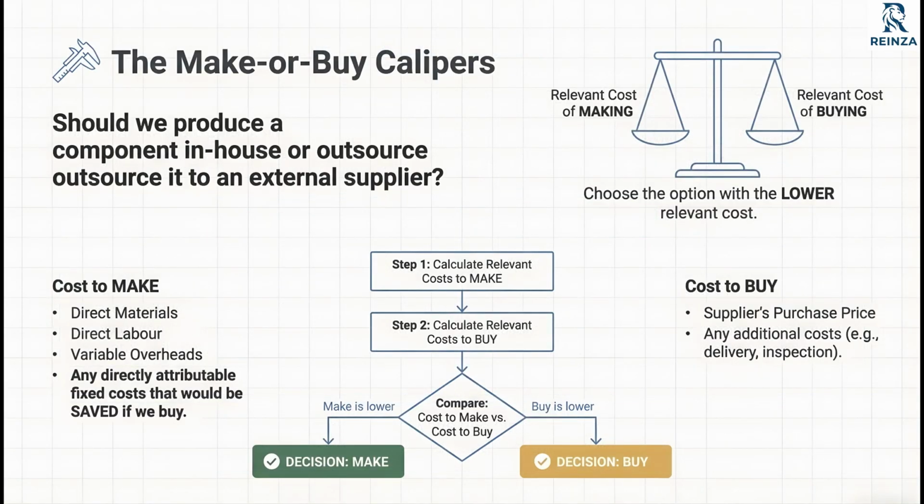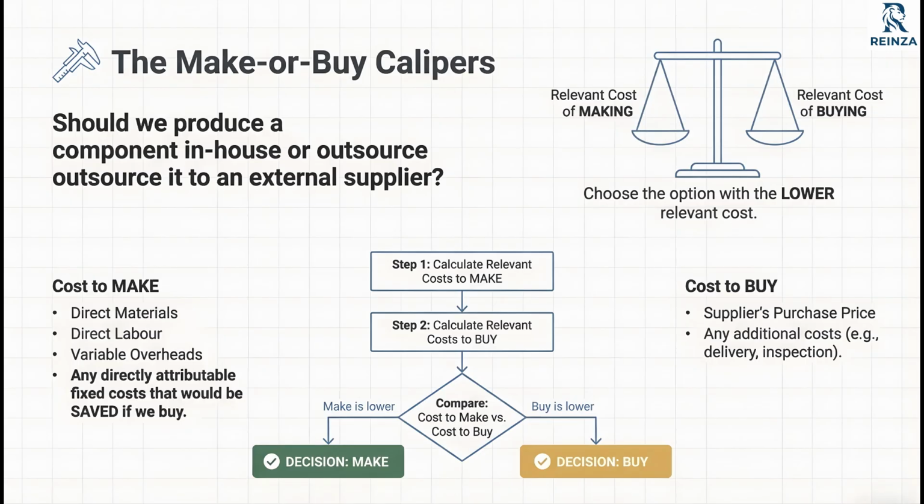Let us apply our knowledge to the first major decision type: make or buy decisions. Should we produce a component in-house or outsource it to an external supplier? Think of this like a set of calipers, measuring and comparing two options. On one side, you have the relevant cost of making. On the other side, you have the relevant cost of buying. The decision rule is simple. Choose the option with the lower relevant cost.